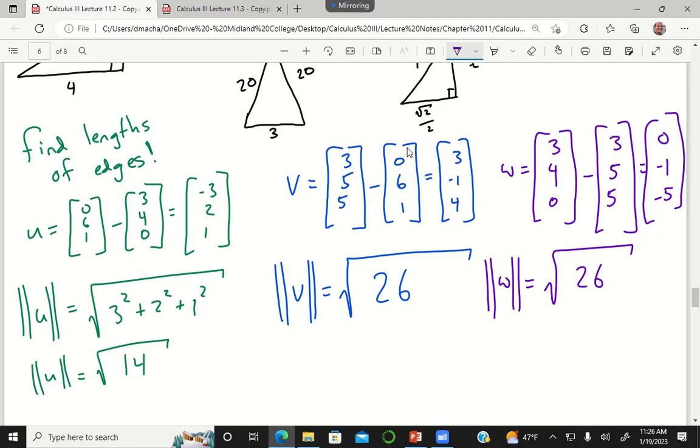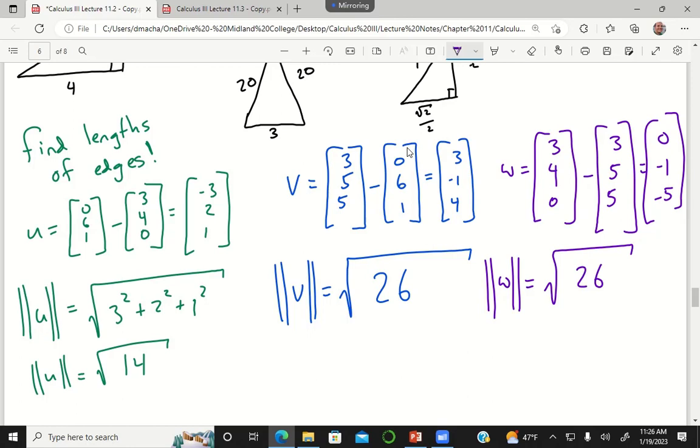Now, the norms of these vectors are the side lengths, the length of the sides that connect the points, my vertices of my triangle. So what do you notice? Yeah, it's isosceles. So isosceles means two of the lengths are the same. And I can tell that the lengths of those last two sides are the same. They're both square root of 26. So I know it's either isosceles or maybe it's isosceles and a right triangle.